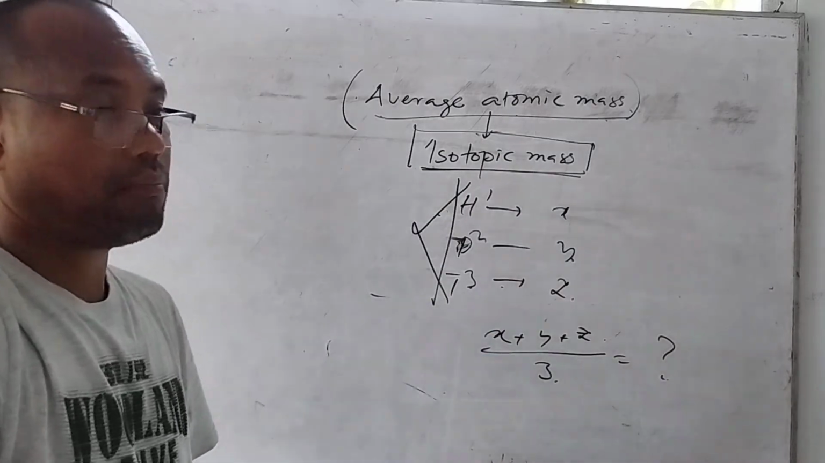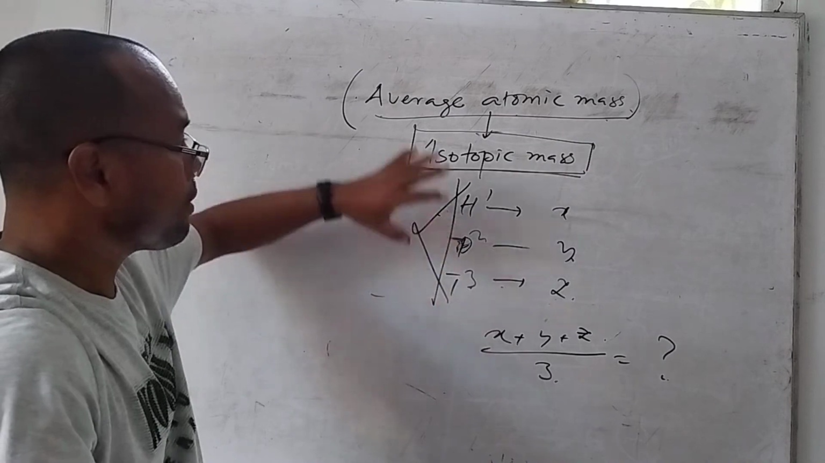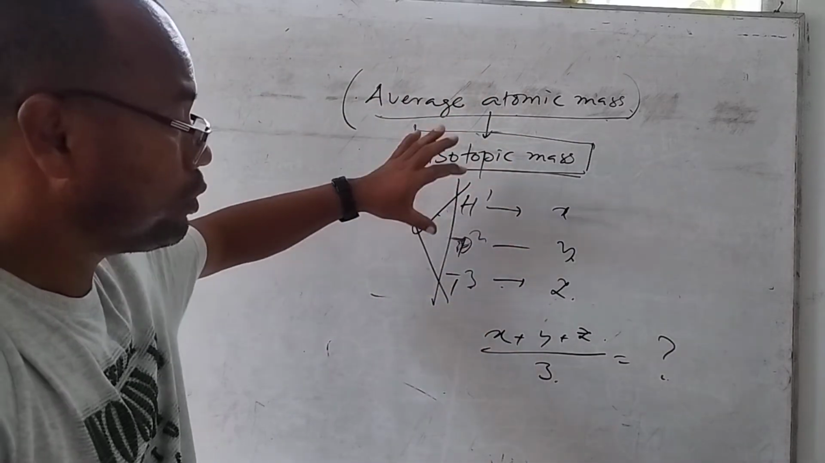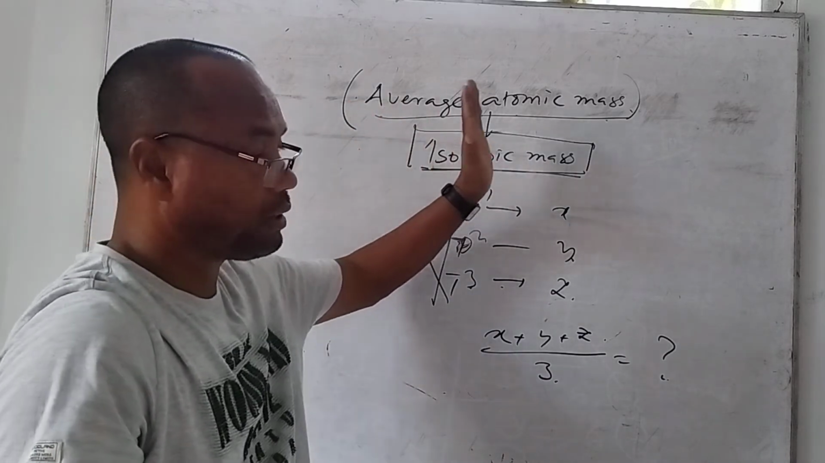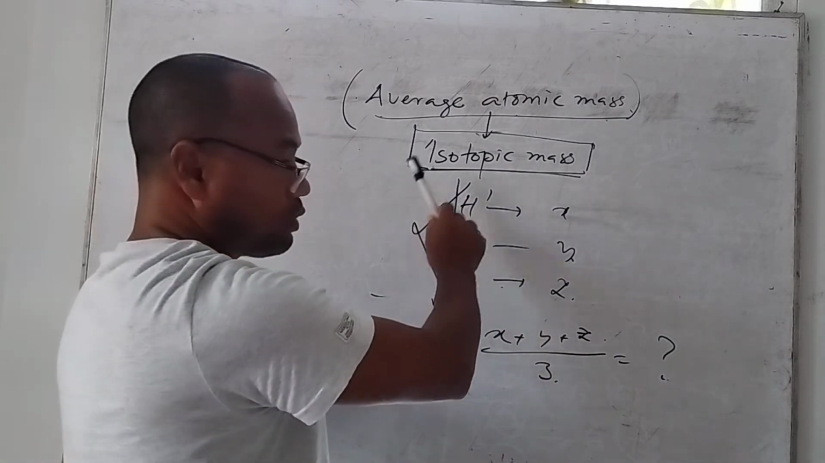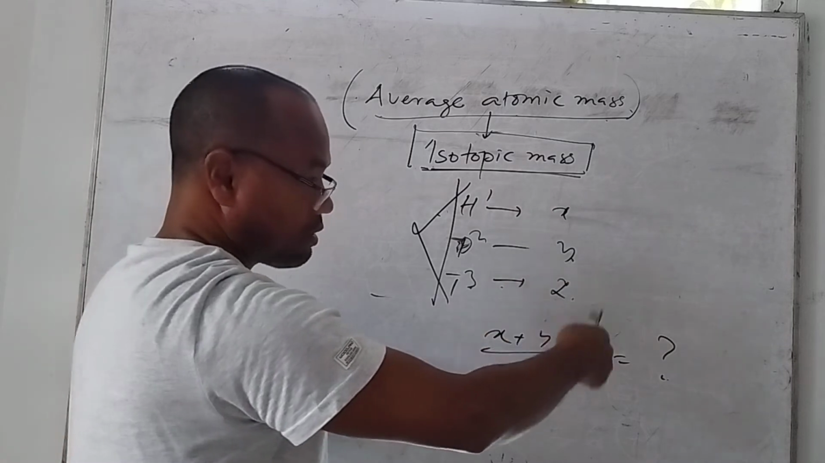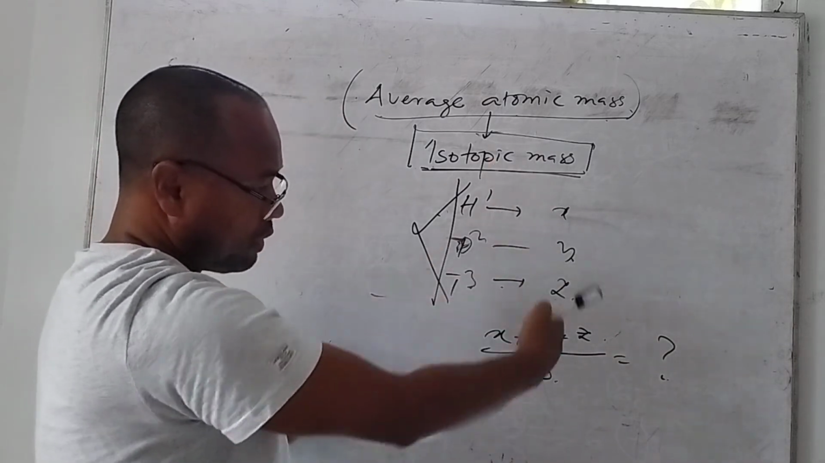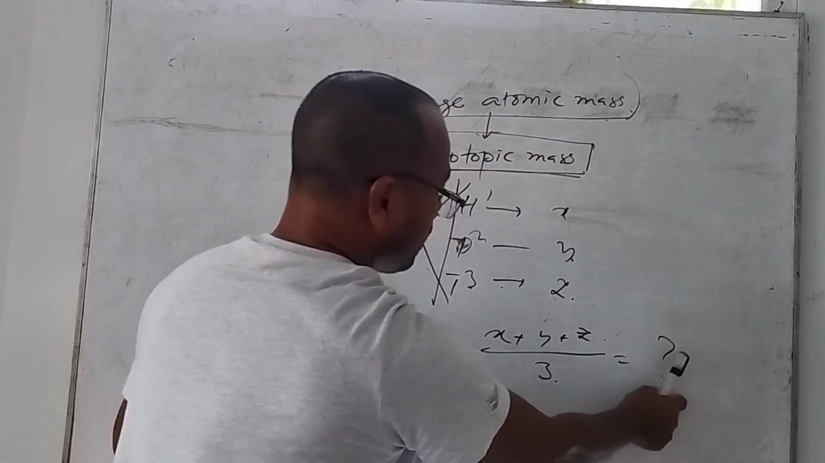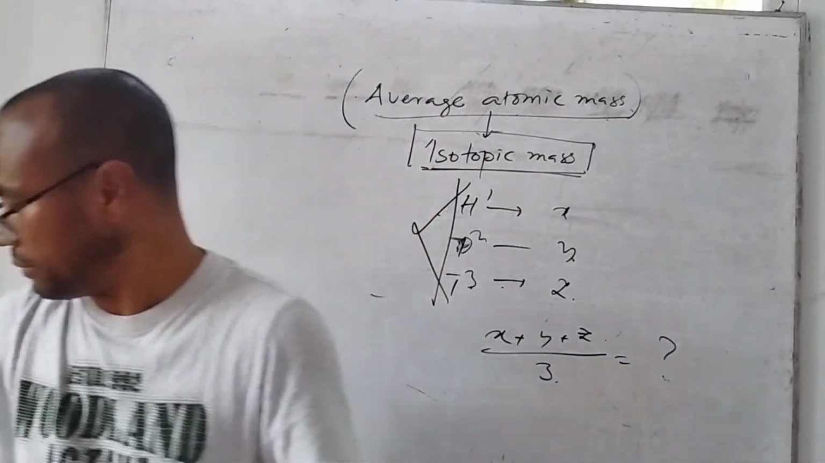This is a simple mathematical calculation. When we calculate the average atomic mass, we find their isotopic masses. If we know all their isotopic masses, we take the sum of them divided by the number of isotopes, which is 3. The number we get is the atomic mass of hydrogen. Simple logic.